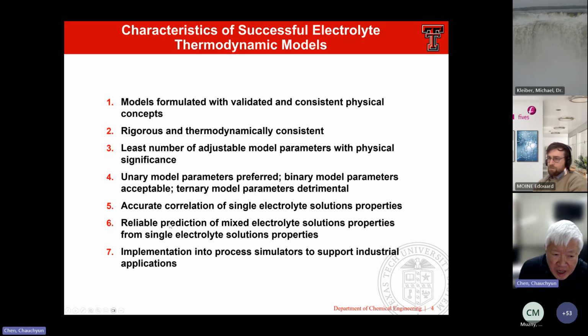The model should provide accurate correlations of single electrolyte solution properties, all of them, whether it's activity coefficient or excess enthalpy. They should allow for robust, reliable prediction for mixed electrolyte solutions. Ideally, from single electrolyte solutions, they should at least give reasonable prediction for the mixed electrolyte solutions. And they should also be available in process simulators to support industrial applications.